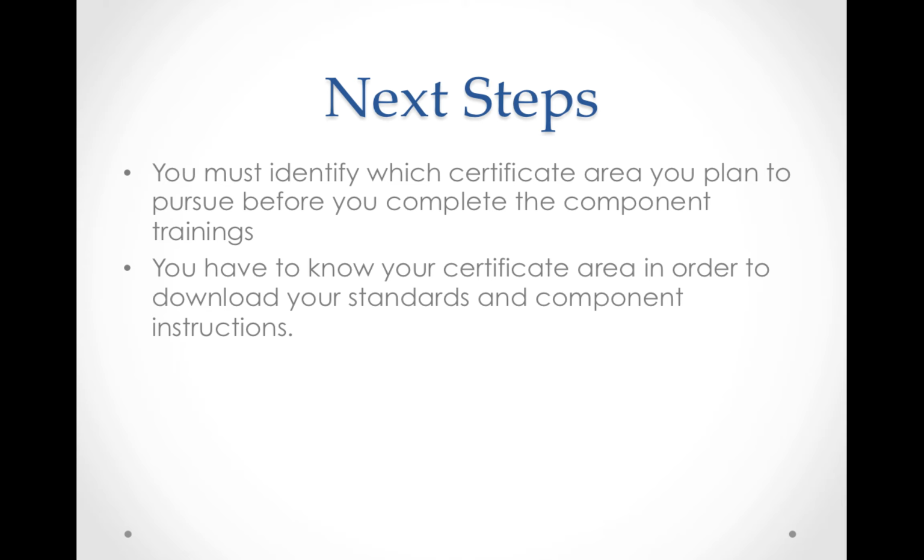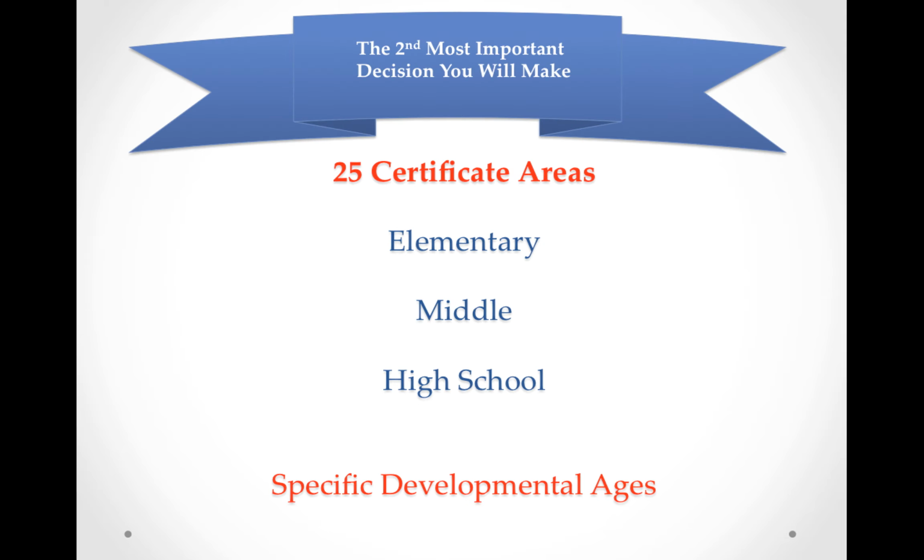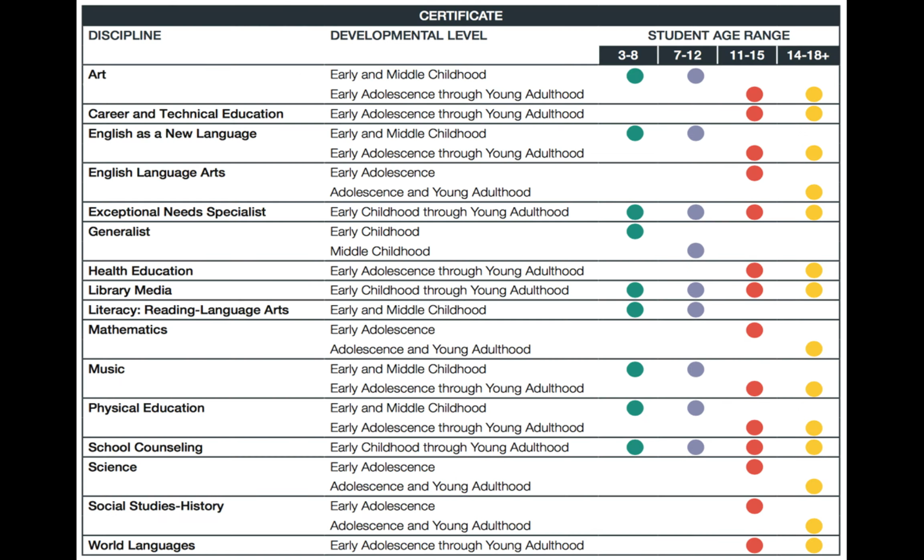So for that reason, it's very important that we stop and slow down and look at the different choices that are available to you and talk about the decisions that you have to make. This is the second most important decision you will make. The most important decision is the fact that you've chosen to pursue National Board Certification. The National Board offers 25 certificate areas in elementary, middle, and high school, and they are specific developmental ages.